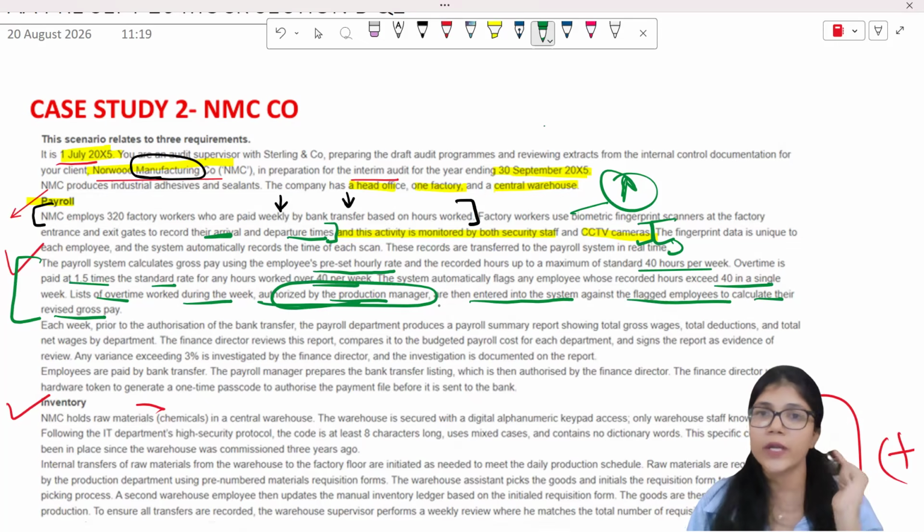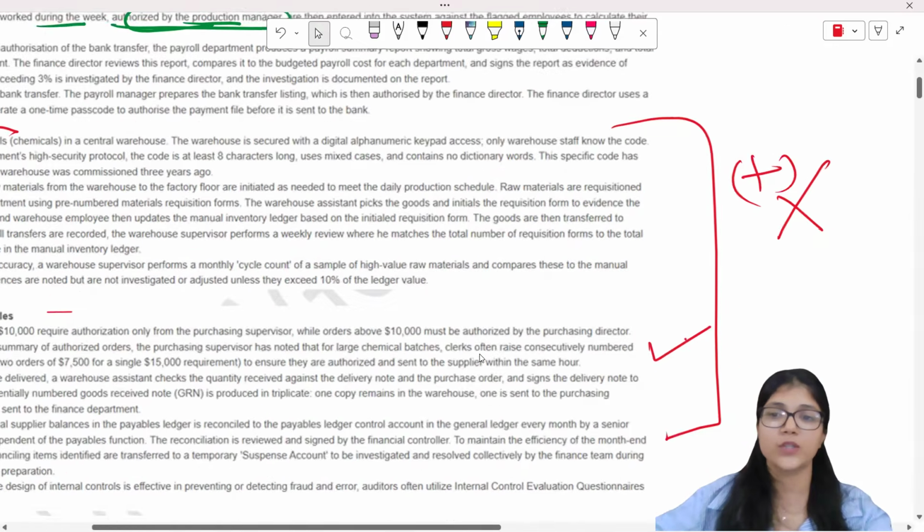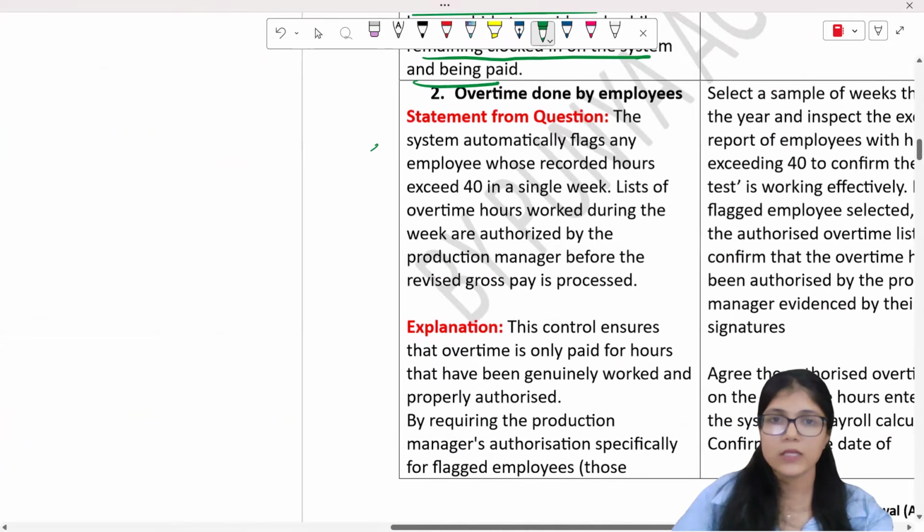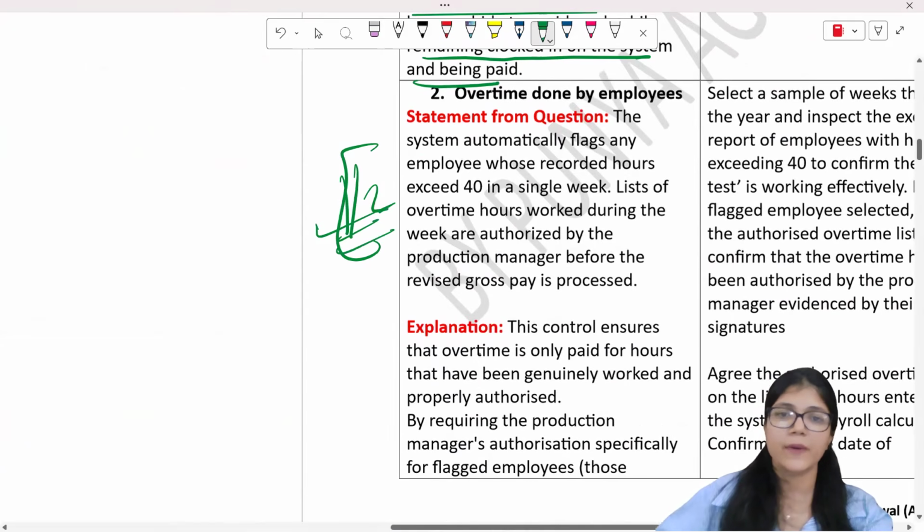So correct wages, no increased cost, and employee goodwill will also be saved, because what if you are not paying correctly for the overtime? They will not be happy with you, right? So that is also getting saved just because you're doing authorization for the same. So that is your second point that you can write over here. So overtime done by employees. This is your half a mark for the statement from the question.